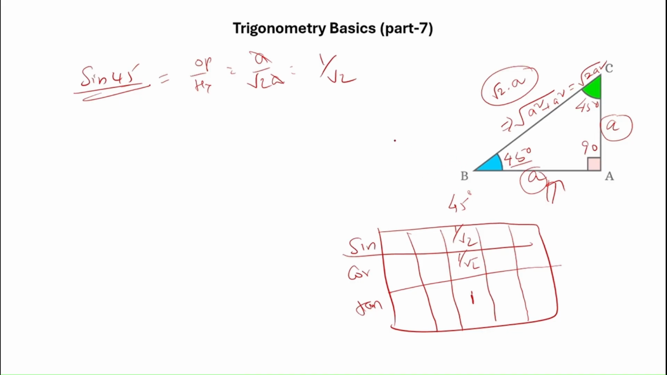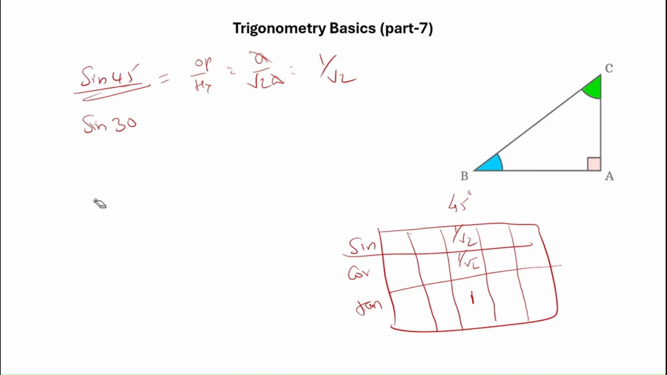Now coming to sine 30. I have to find out the value of sine 30. Again I will take the same right angle triangle. Instead of 45, I need 30 degrees. Here it is 30 degrees, here it is 60 degrees, here it is 90 degrees.